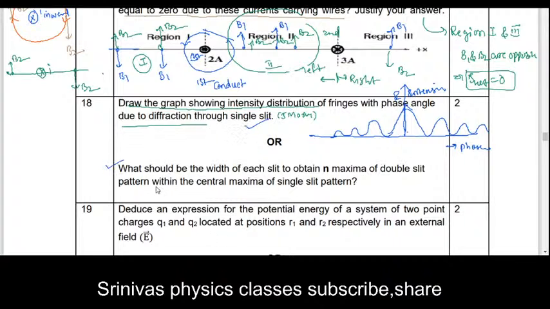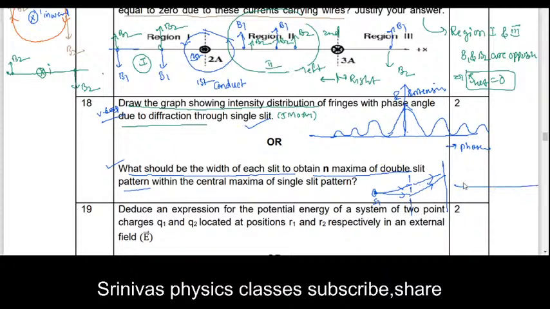The next question. This total topic is very important. I'm not going to explain the total topic. What should be the width of each slit to obtain n maxima in double slit pattern? In this question, we are using the two slits. Two slits means the double slit experiment occurs, and along with that, diffraction also occurs. Diffraction due to single slit and interference due to double slit.